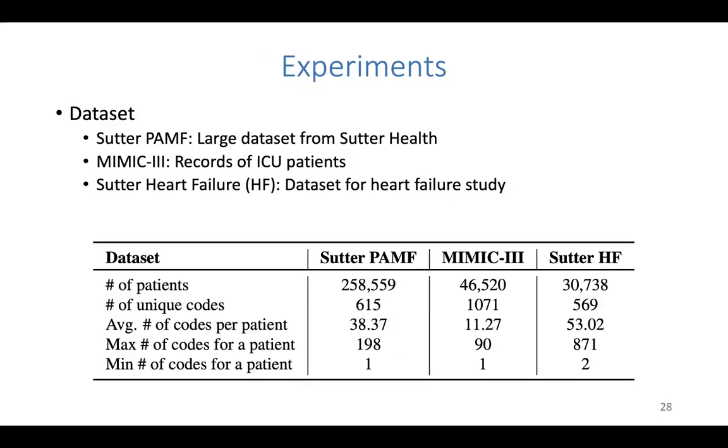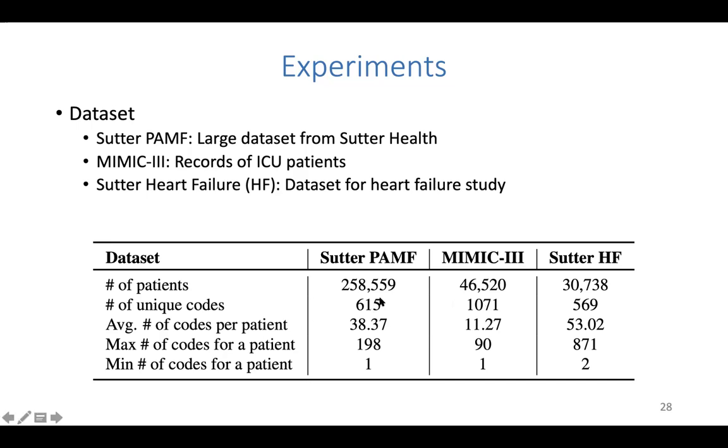So this MedGAN was applied to 3 separate data sets: large, medium, and small. The largest one includes 260,000 unique patient records, and it is filled with 615 feature vectors. So the dimensionality is 615. MIMIC-3 consists of about 46,000 patient records, and we use 1,000 medical codes or 1,000 feature vectors.